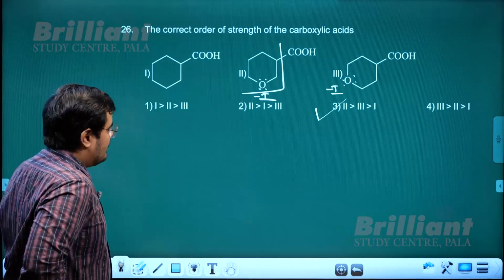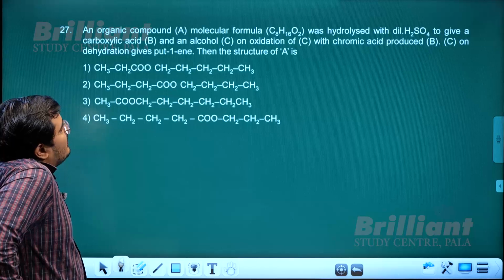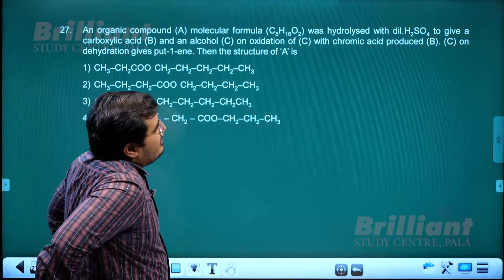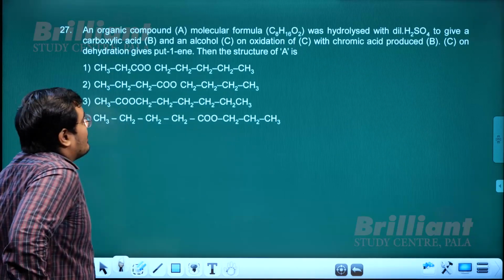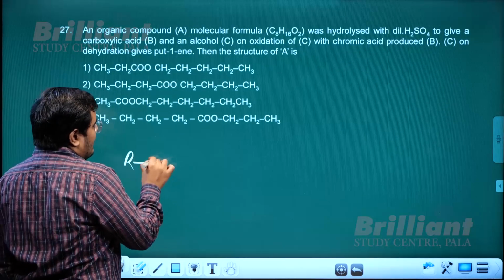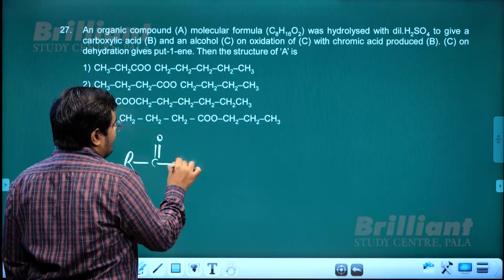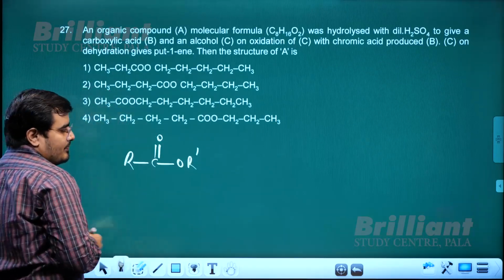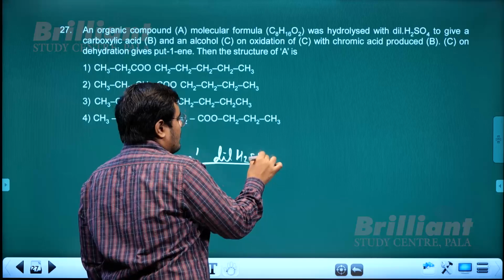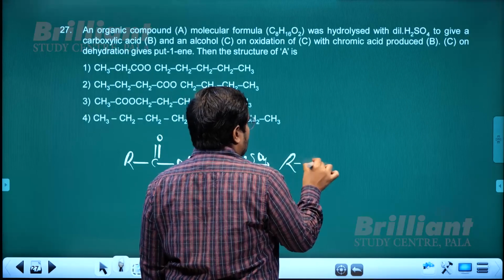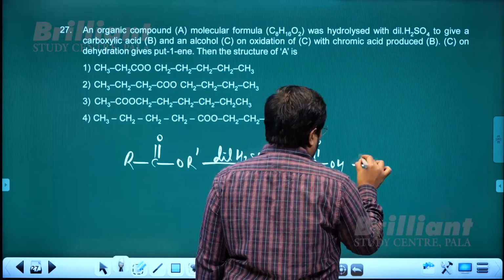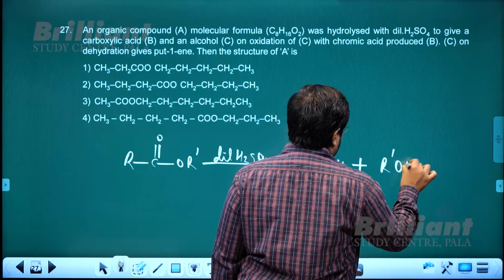Next is an organic compound A with molecular formula C8H16O2, hydrolyzed with dilute H2SO4 to give a carboxylic acid and alcohol. That means it has to be an ester. Let's call this ester RCOOR'. When I hydrolyze an ester, let's say using dilute H2SO4, it's actually giving me an acid. The acid will be RCOOH, let's say this is A, and an alcohol which is R'OH, B.